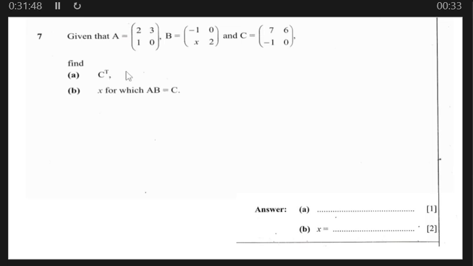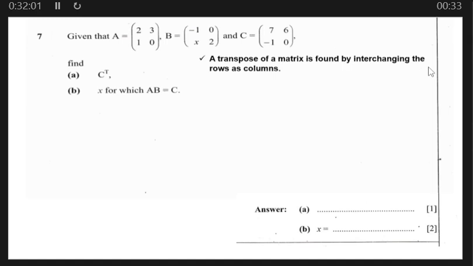So C^T is read as C transpose. How do we find a transpose? By definition, a transpose of a matrix is found by interchanging the rows as columns. So when they say find C transpose, which is this matrix you see here, the transpose is found by interchanging the rows. These are the rows, which go like that. They are saying these rows in a transpose must become the columns.